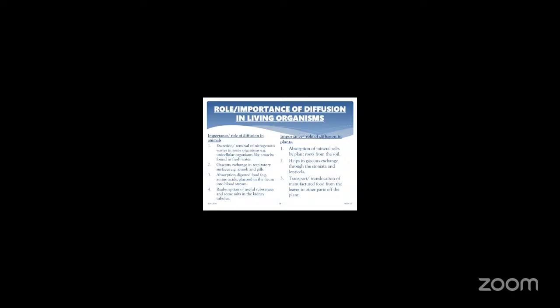So in an exam, there are two ways of testing this content. Number one, they can ask you to state three roles of diffusion in plants, or they can ask you to state 2 or 3 roles of diffusion in animals. The second way of testing this area is they can ask you a general question: list or state 2 or 3 roles of diffusion in living organisms.